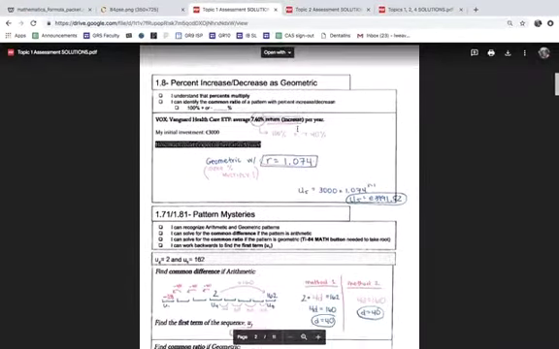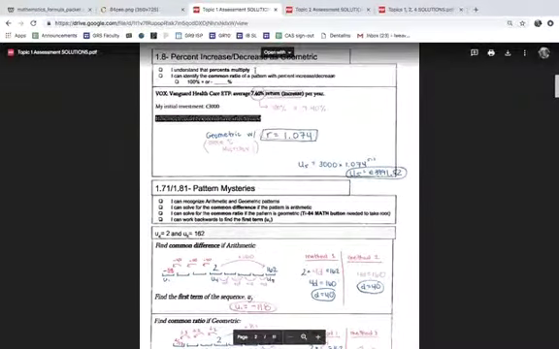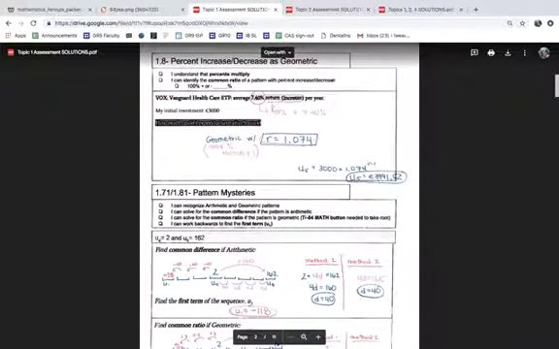Okay, moving on to our second question. Percent increase, decrease as a geometric. This is an actual ETF that I used to own, and it has an average of 7.4% increase. That's a percent increase.